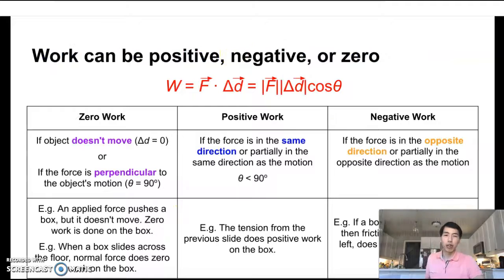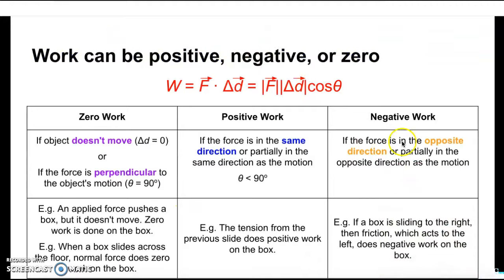And when we put in numbers, we did get a positive answer. Finally, the answer will be negative if the force is in the opposite direction or partially in the opposite direction as the motion. So if a box slides to the right, well, then friction will be resisting that. Friction will be to the left. So if the object's moving one way but the force is pointing the other way, the answer to work is going to end up being negative.